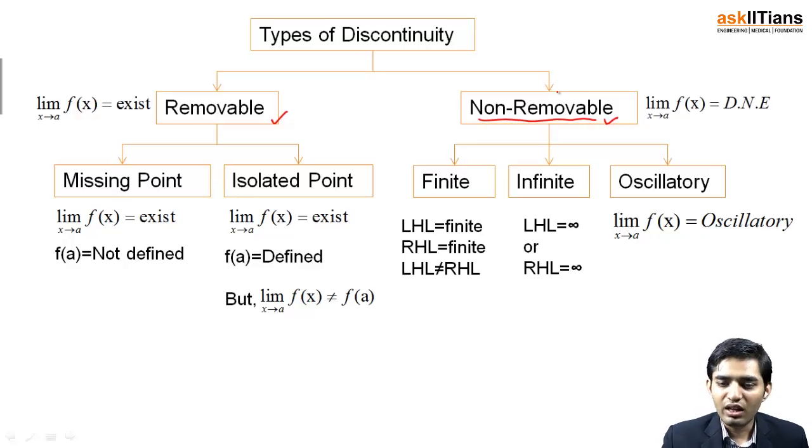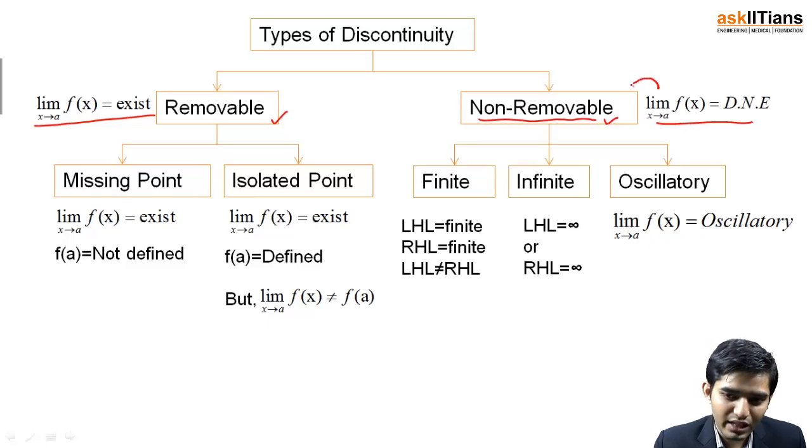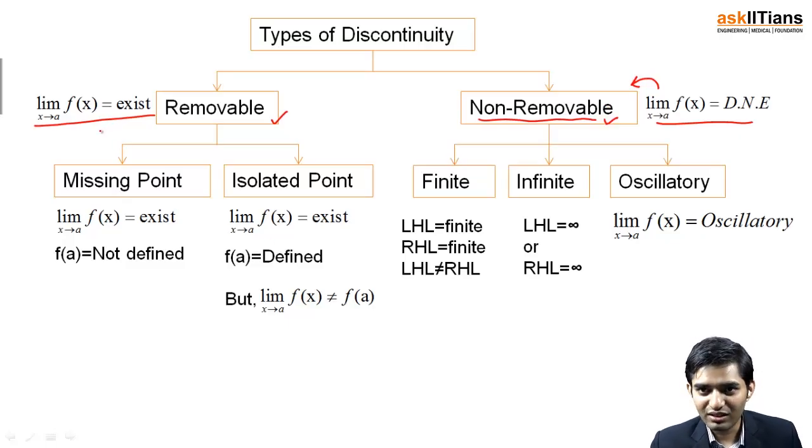Okay, now in any function, if you want to know whether there is a removable or a non-removable type of discontinuity, then the first thing is you should check the limit of the function. If the limit of the function exists, then it will definitely be a removable type of discontinuity. And if the limit of the function does not exist, then it will definitely be a non-removable type of discontinuity. Okay, so what have I told? There are two main types of discontinuities, removable and non-removable. Removable discontinuities will come when the limit exists, right? The function is discontinuous, but still the limit exists.